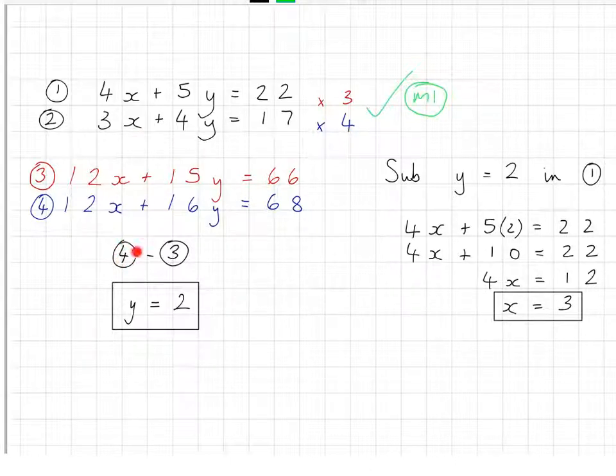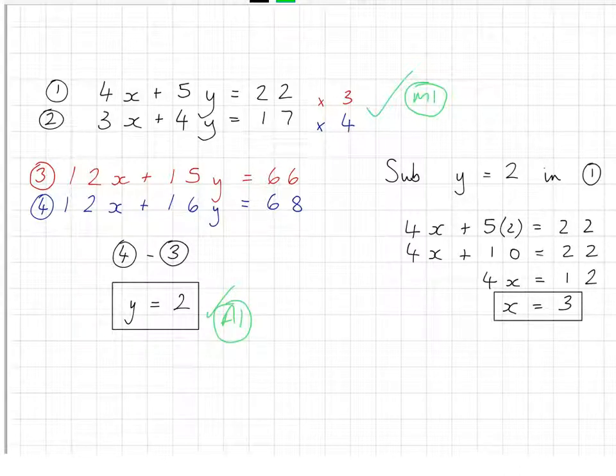The reason why 4 take away 3 has been done is to keep a positive y. You don't want to have a negative coefficient. So if we'd done 3 take away 4, we would have had 15y take away 16y, which would have been minus y. So that's why this person has done 4 take away 3. So 16y take away 15y gives us just y. And then 68 take away 66 gives us just 2 or positive 2. And that is what we call an accuracy mark. Okay, so that's where the second mark is.